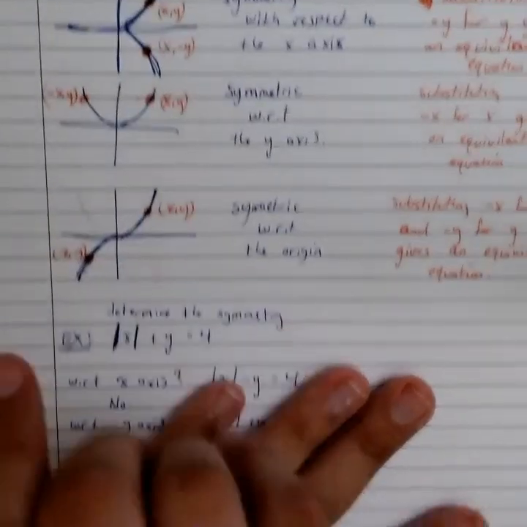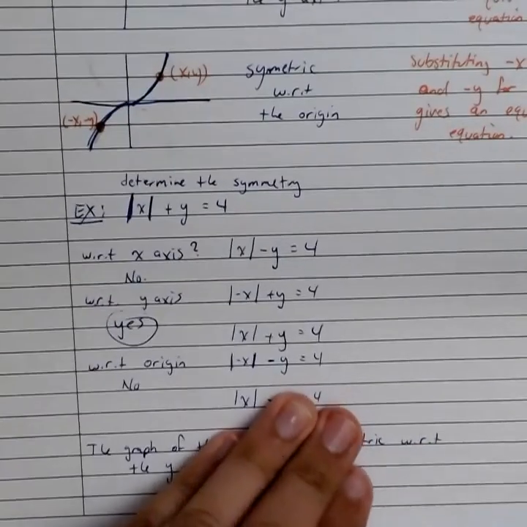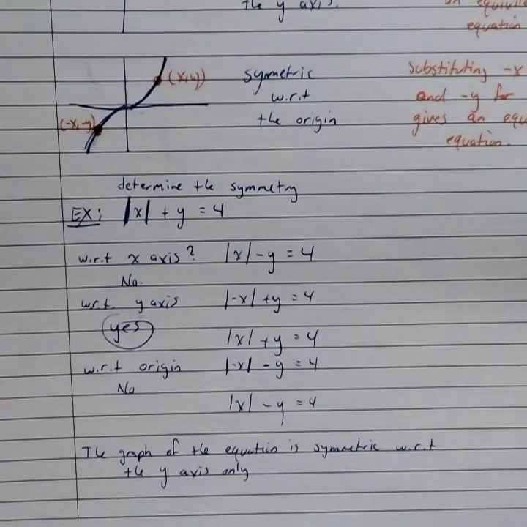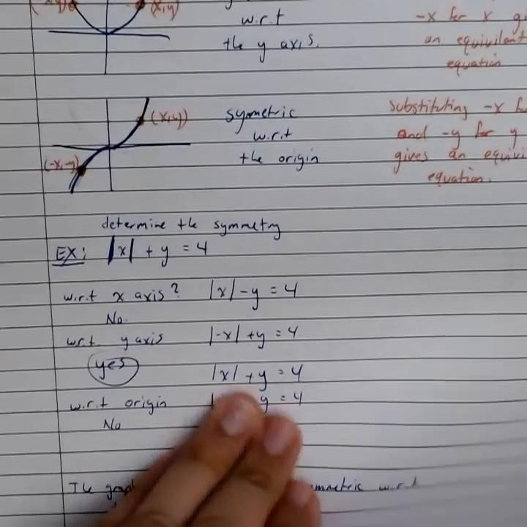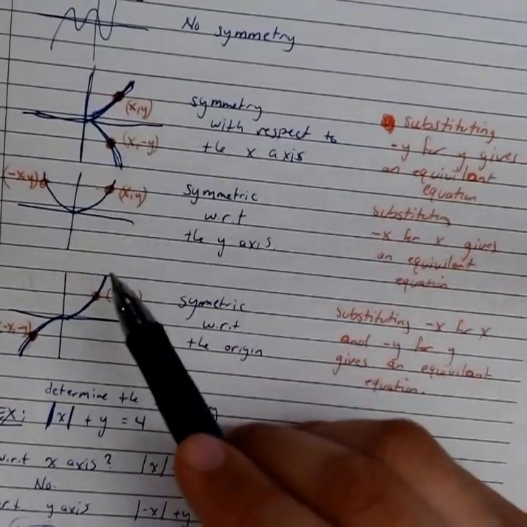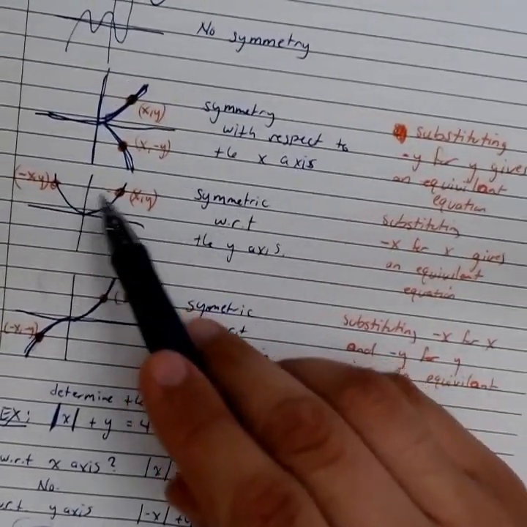But if we're talking about specifically a function, which is what we're going to be doing for most of this course, we care more about functions than any other kind of equation, then we restrict ourselves to only two types of symmetry. It's not possible for a function to be symmetric with respect to the x-axis. For a function, it can only be symmetric with respect to the y-axis or the origin.